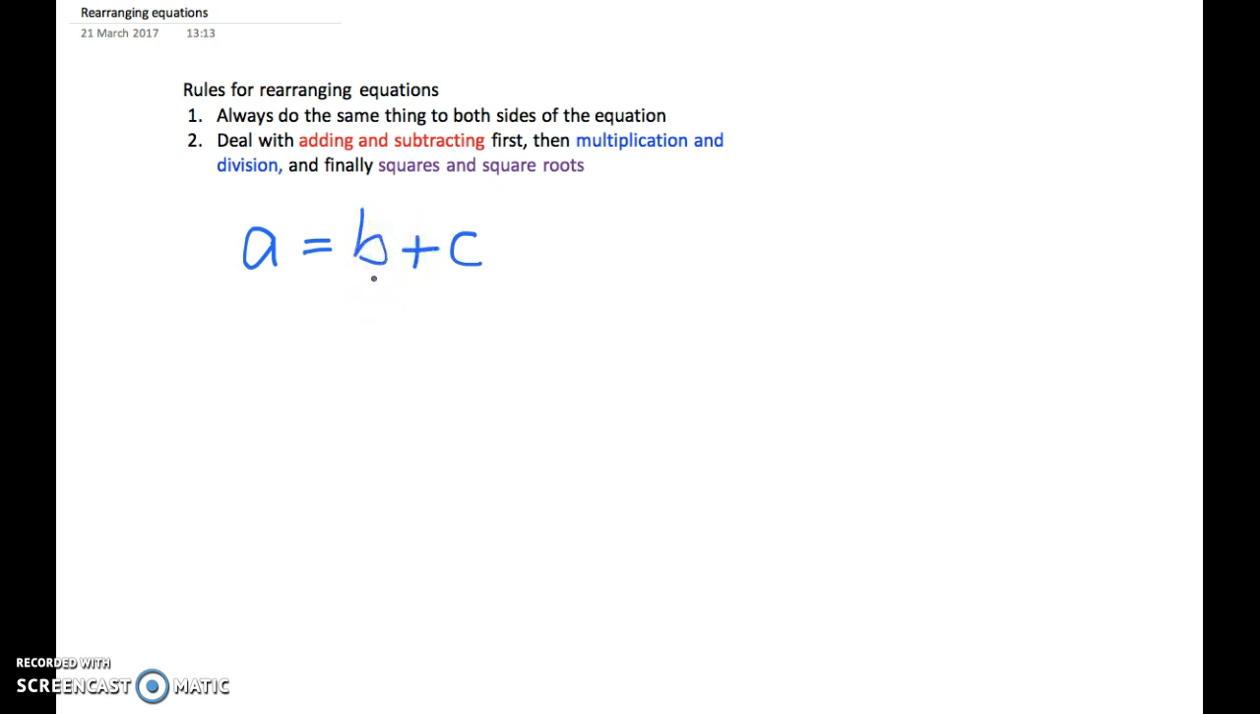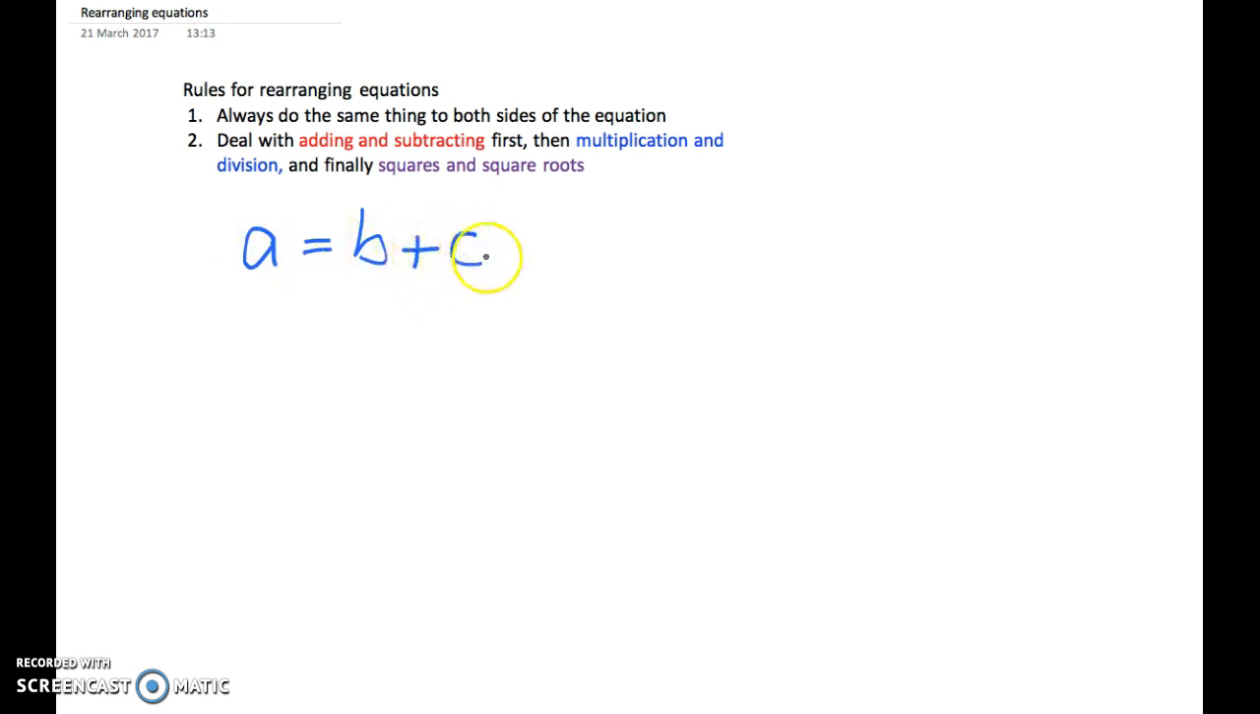Now if we have a look at the rules, rule 2 says you deal with adding and subtracting first. Well, we've only got adding and subtracting here. We've just got b plus c, so it's b add c. So it's nice and simple. In order to get b equals something, we need basically to get rid of c.